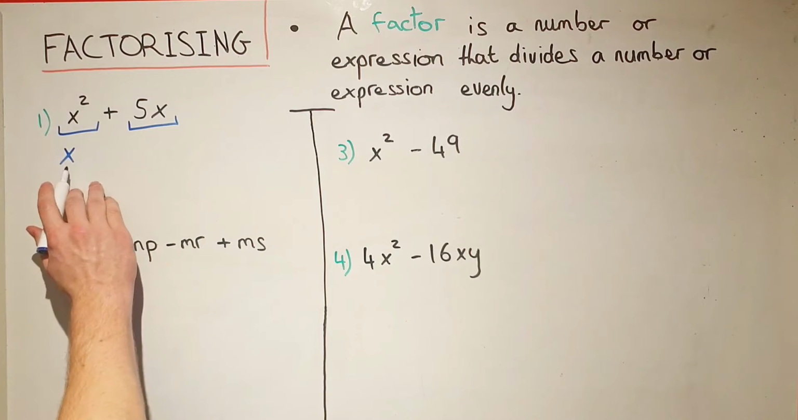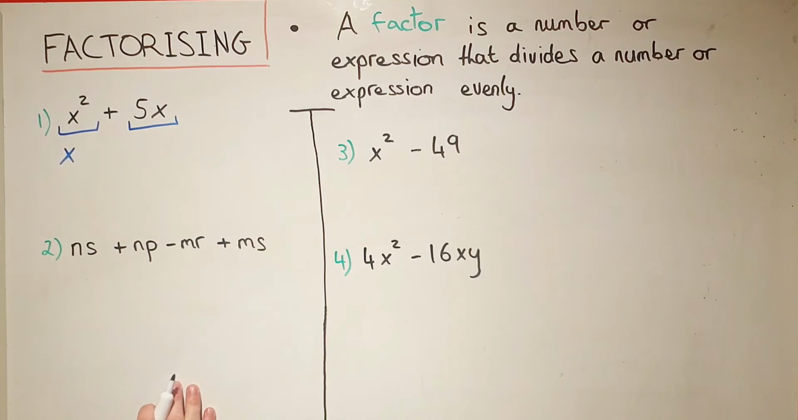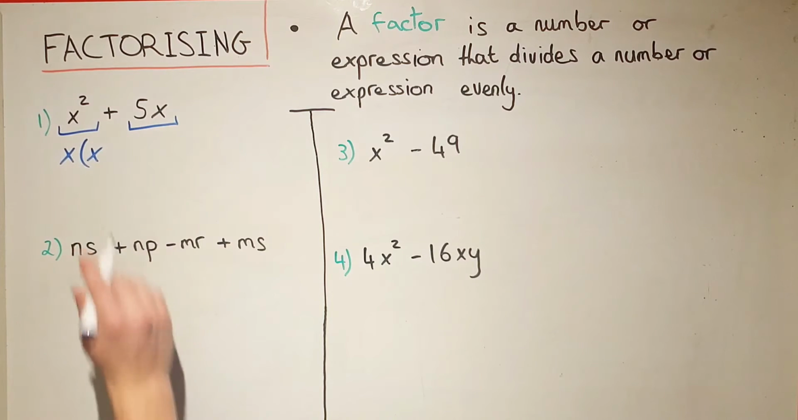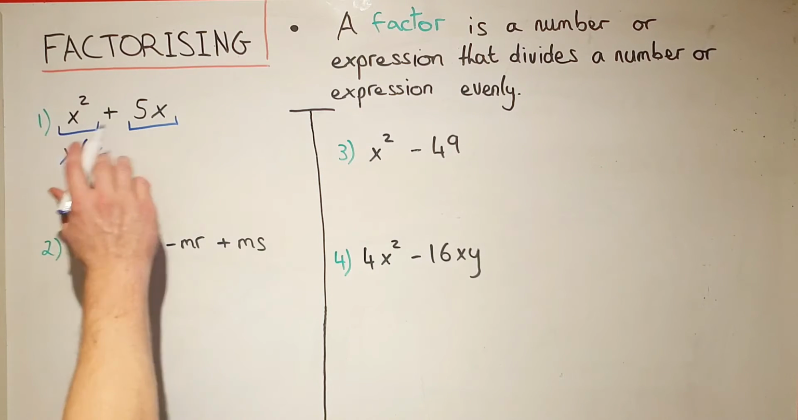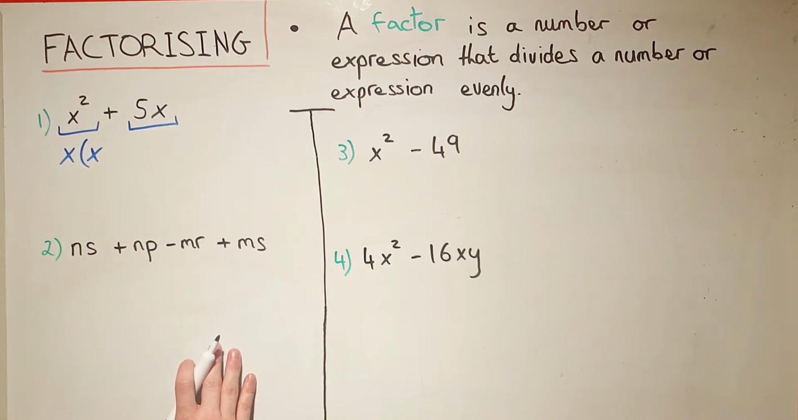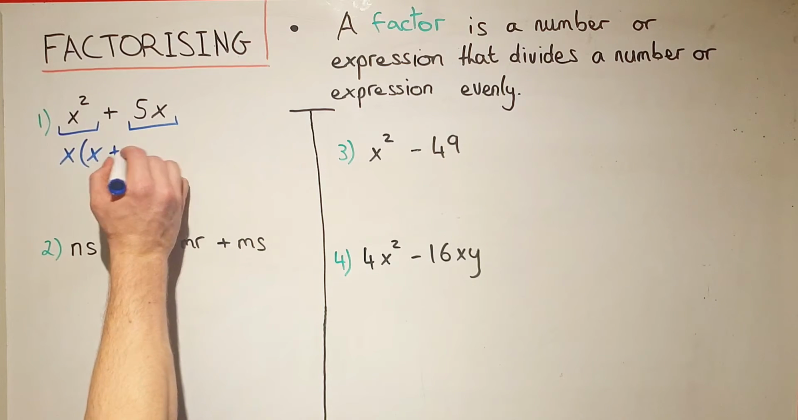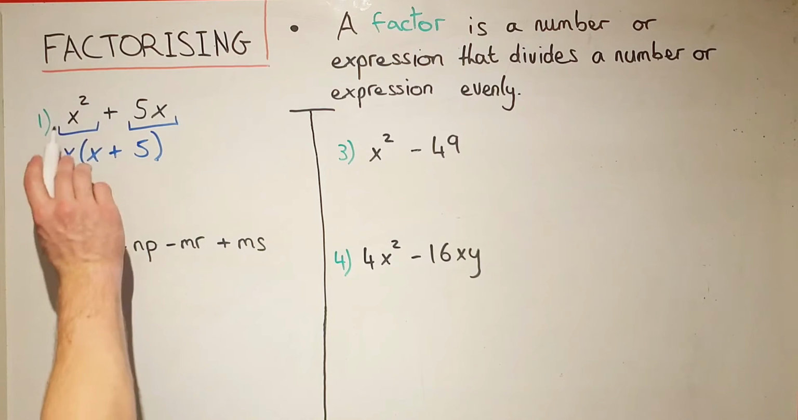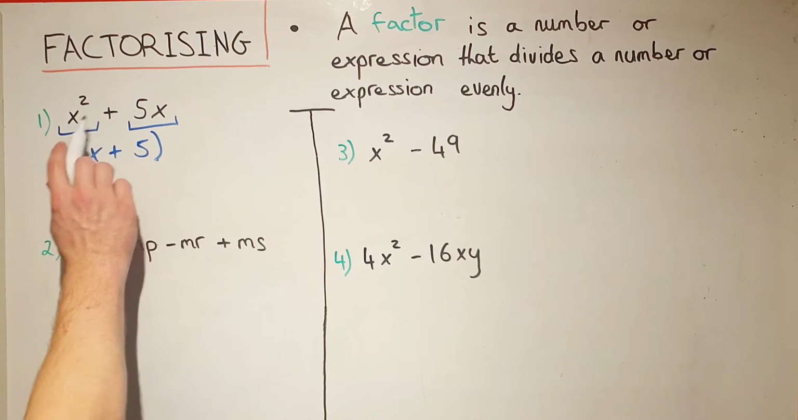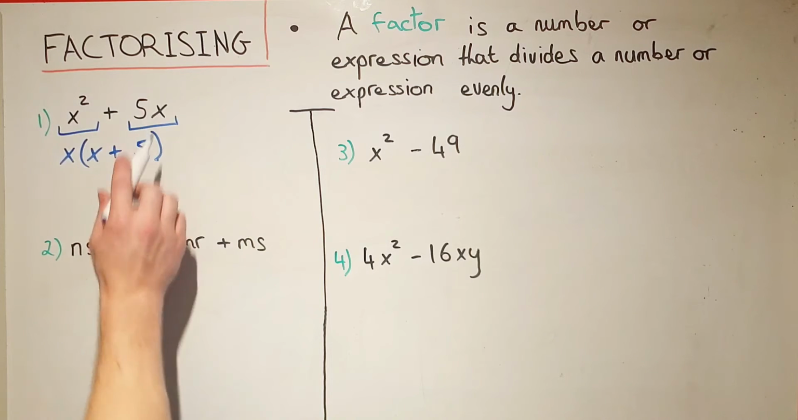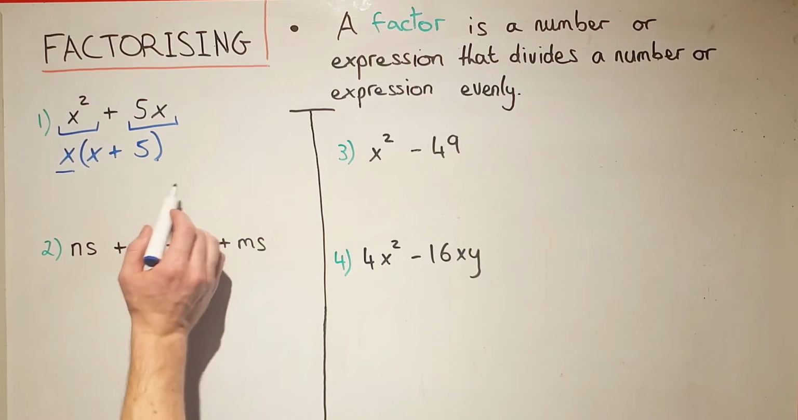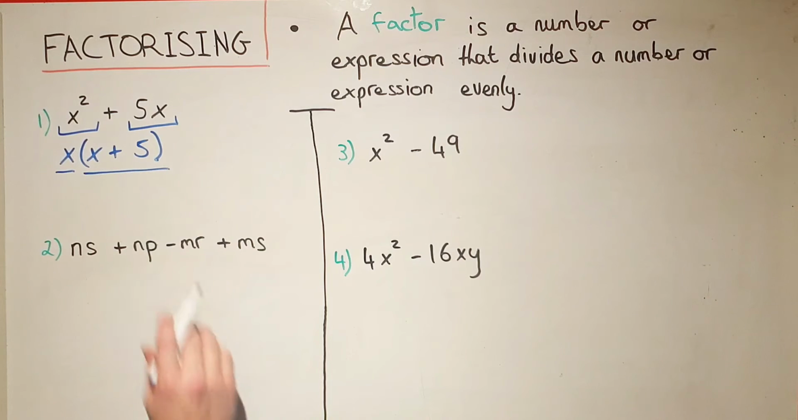Now if I take an x out of x squared, I would just be left with an x. And if I take an x out of 5x, I would be left with 5. So this is now the result of factorizing this expression: x times (x plus 5). You can see that we have one factor in product with another factor.